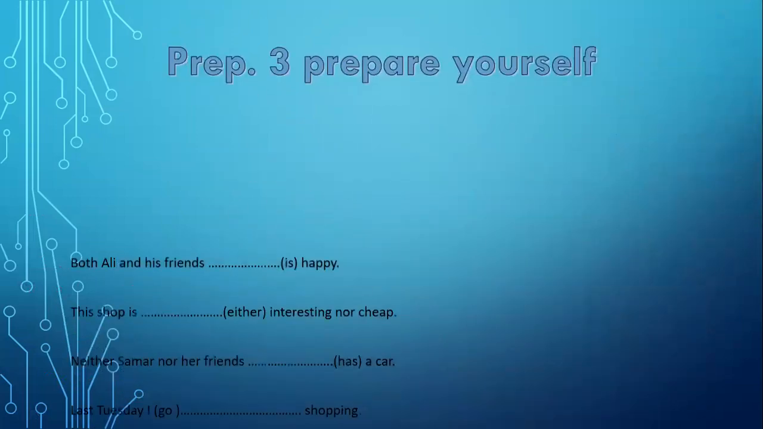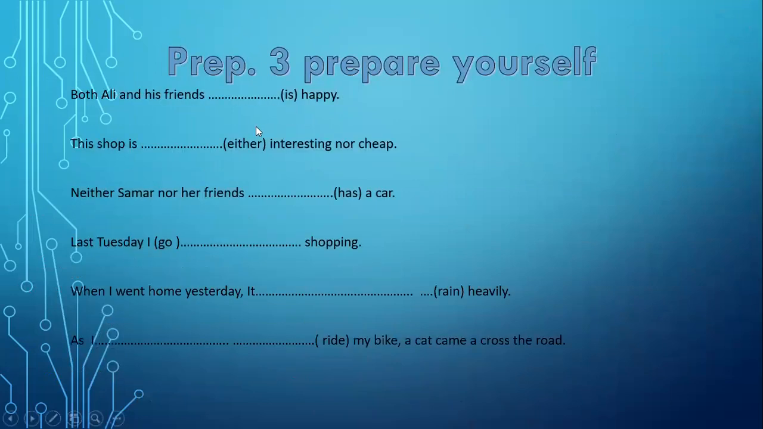Now test yourself with these simple questions. Here, correct the words in brackets. Both Ali and his friends is can't go. Because when we use both, the verb is plural, so the correct answer is are. The shop is either interesting nor cheap. We can't use either with the connecting word nor, but we should use, yes, neither. Excellent. Neither Summer nor her friends has. When we talked about neither, we knew that the verb follows the second subject. The second subject is plural, but has is a singular verb, so we have to make it have, a plural verb.